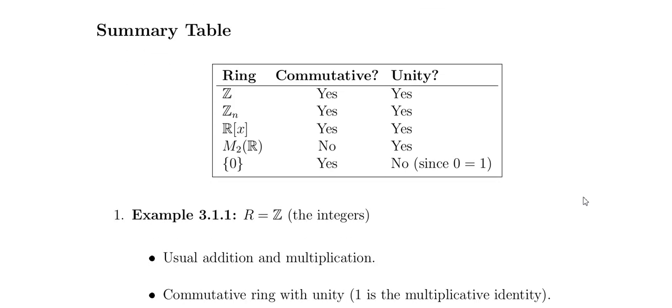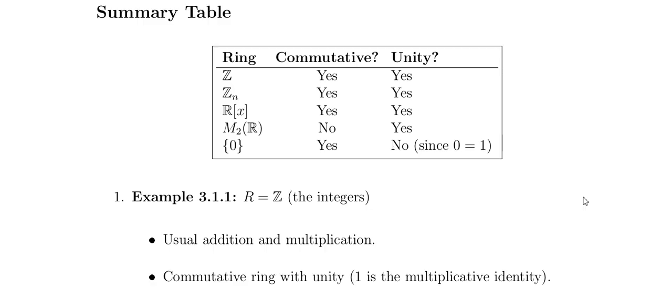So this is a summary of the rings. Z is a commutative ring with unity, and Zn is a commutative ring with unity. R of x, the collection of polynomial functions, is a commutative ring with unity, and the collection of 2 by 2 matrices with real entries is not a commutative ring, but it has unity. And the zero ring is a commutative ring where the unity element is not a unity element. So these are simple examples.